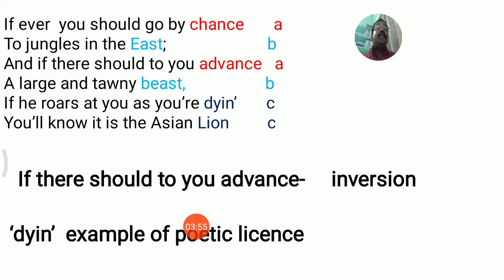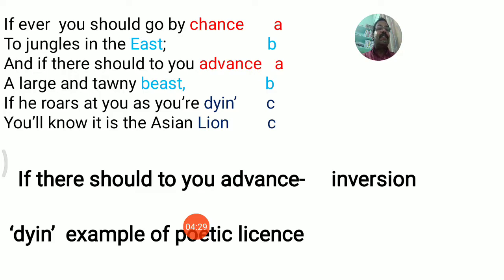So we have the rhyme scheme A, B, A, B, C, C. The same rhyme scheme is used by the poetess in all the stanzas. And listen to the third and fourth line: if there should to you advance a large and tawny beast. In the third line you will notice that there is a problem with the word order. The words are not properly arranged.